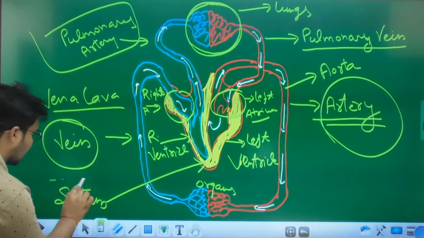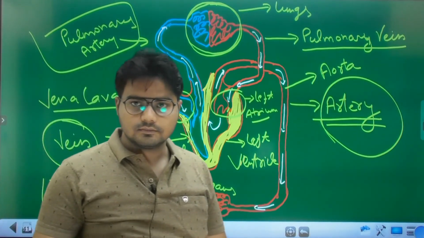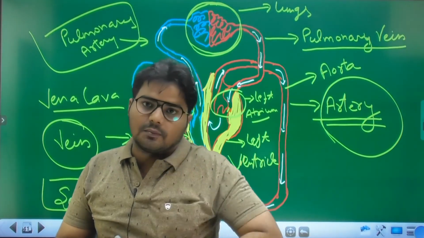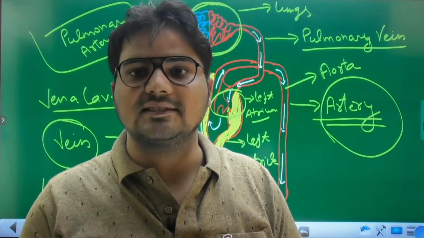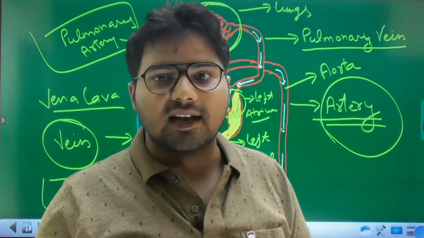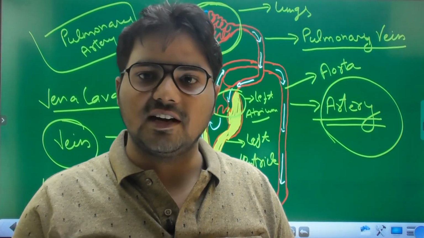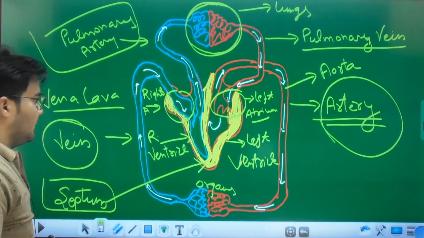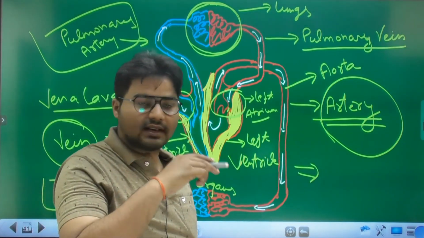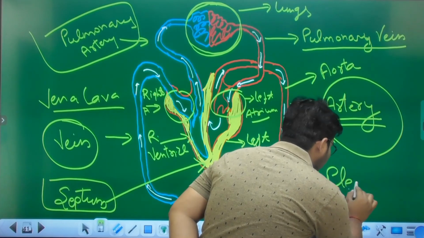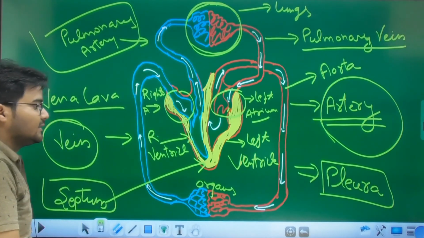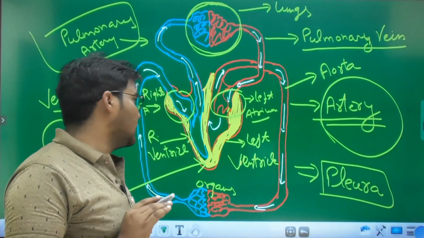And the role of septum is asked in your exams. The role of septum is that it is a wall type structure which helps in the separation of deoxygenated blood from the oxygenated blood. So in exams the question is asked, what separates the deoxygenated blood and oxygenated blood? That one is septum. And one question is also asked in your exam: what is the membrane by which the heart is covered? That one is pleura. Clear? So these are the most important points about the heart.